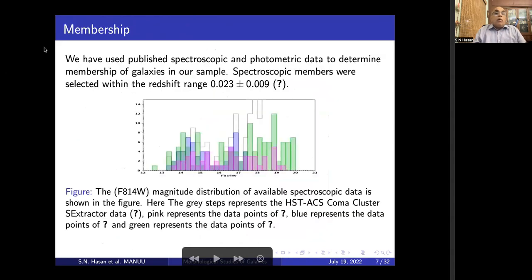We have used published spectroscopic and photometric data to determine membership of galaxies in our sample. Spectroscopic members were selected with a redshift range of 0.023 plus or minus 0.009. The figure shows the F814W magnitude distribution of available spectroscopic data. Here the gray steps represent the HST ACS Coma cluster Source Extractor data, and the pink, blue, and green represent the other data points.